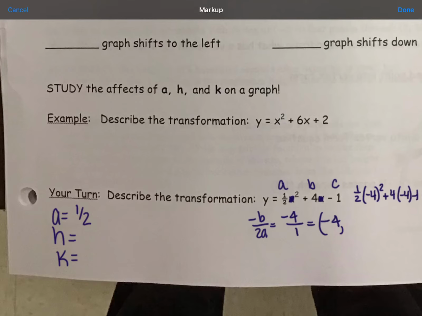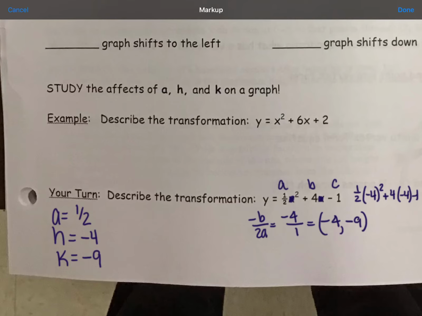And this is where a calculator comes in handy, so hopefully you plug that into your calculator. Please make sure you put parentheses around the numbers you're plugging in. It helps contain that negative sign. And so if you did this, hopefully you got a negative 9. And so my h is negative 4 and my k is negative 9. Again, that comes from the vertex.